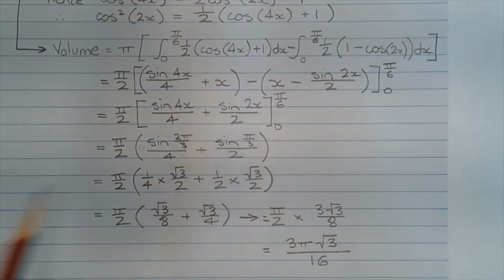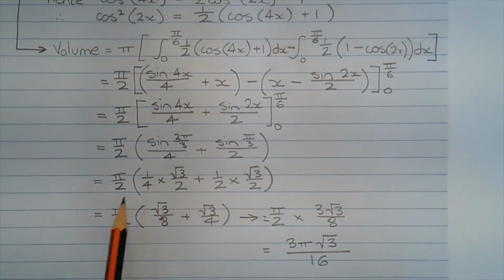Next, we apply the limits of integration. So that equals pi over 2 outside of sine of 2 pi over 3 over 4 plus sine of pi over 3 over 2. And these are exact ratios. So that equals pi over 2 multiplied by 1 over 4 multiplied by root 3 on 2 plus 1 over 2 multiplied by root 3 over 2. And that equals pi over 2 outside of root 3 over 8 plus root 3 over 4. And that equals pi over 2 multiplied by 3 root 3 over 8, which equals 3 pi root 3 all over 16.